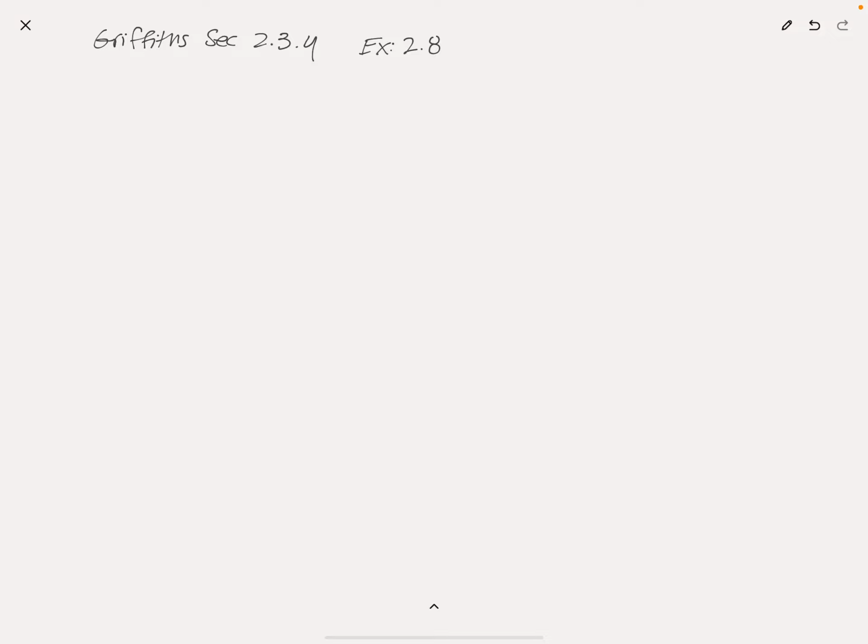Griffiths section 2.3.4, example 2.8. The goal of example 2.8 is to find the potential at some point in space from a uniformly charged spherical shell of radius r.